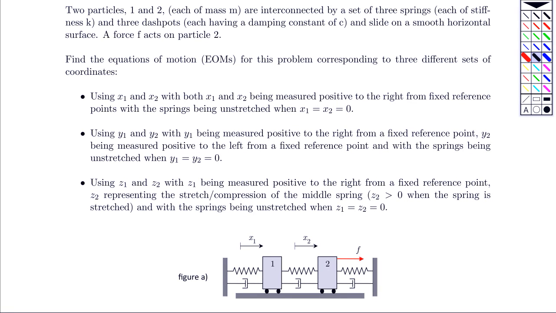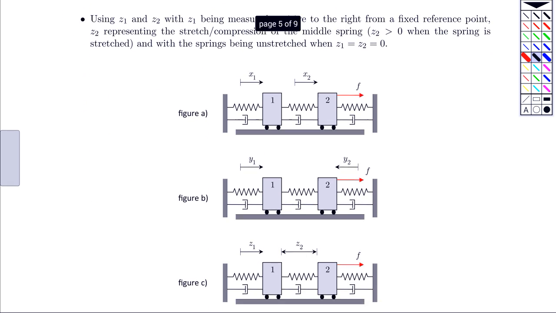In this example, we're looking at a 2-degree of freedom system that's made up of blocks 1 and 2 and 3 springs and 3 dashpots. The masses are all the same for the 2 blocks. The springs have the same stiffness of K, and the dashpots have the same damping coefficient of C. We're asked to come up with the equations of motion for 3 different combinations of coordinates.